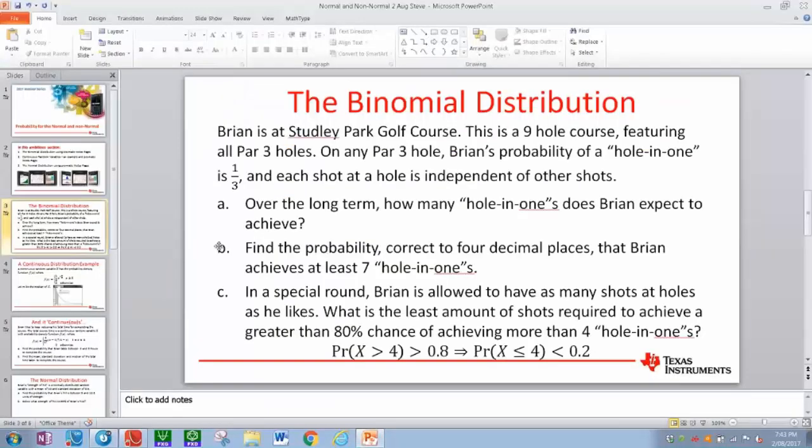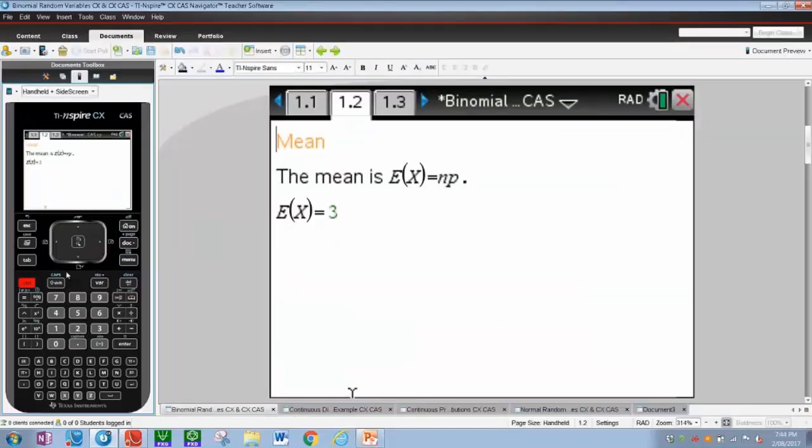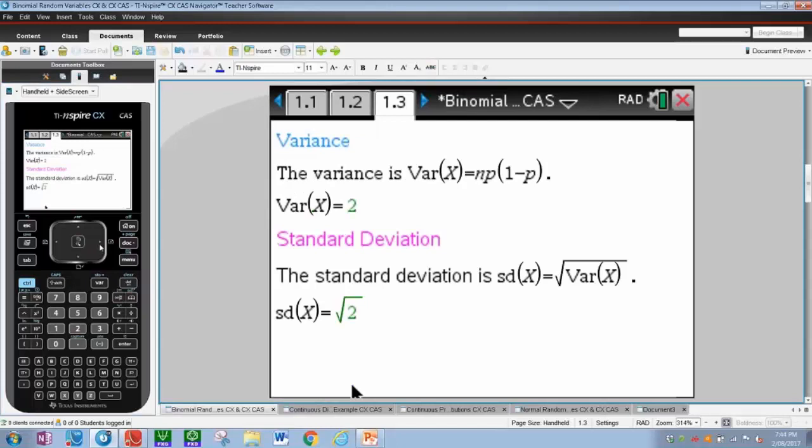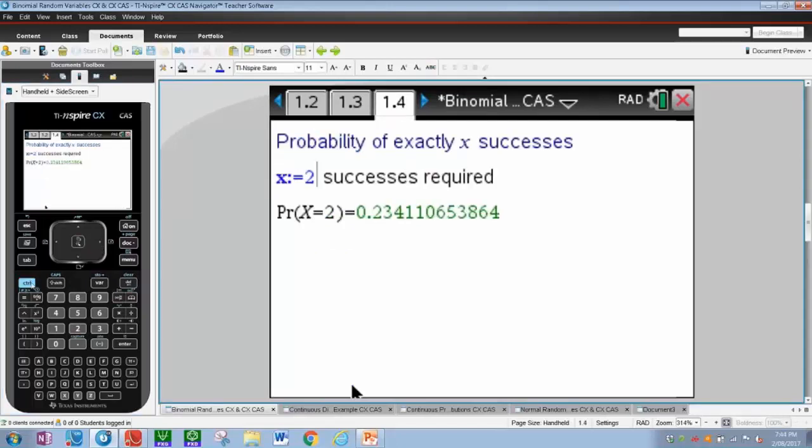Now for part B, it says find the probability, correct to 4 decimal places, that Brian achieves at least 7 hole-in-ones. If you look at a question like that where you've got at least 7, you can press Control right. You can keep pressing Control right until you get to the page where you're looking at a cumulative probability rather than a probability at one point.